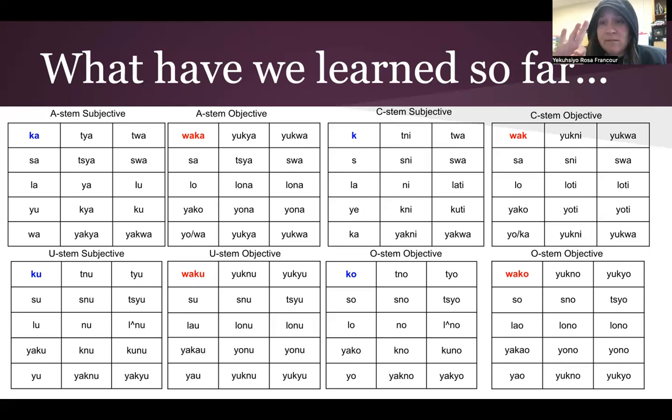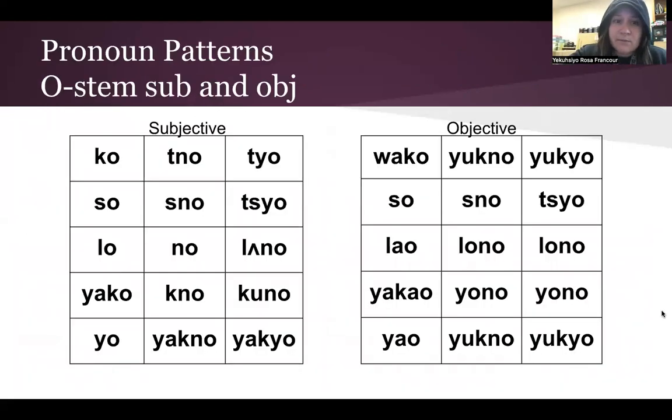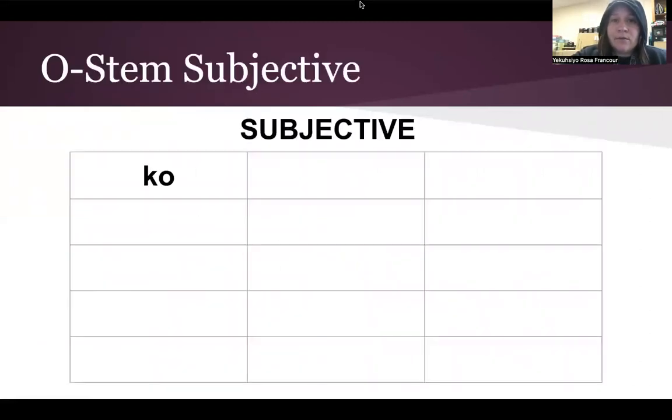And so we've learned a lot of pronouns thus far. With the 3 stems, A, C, and O, that is 75. So you are building your proficiency and building your knowledge of the language. So that's great. Let's go to the next one. Okay, so here are our pronouns again. Let's talk about a little bit of review.